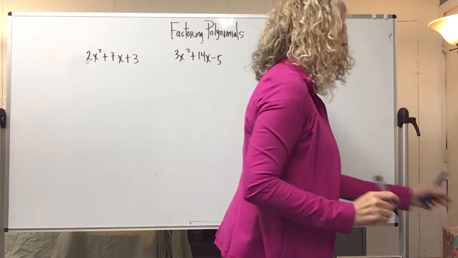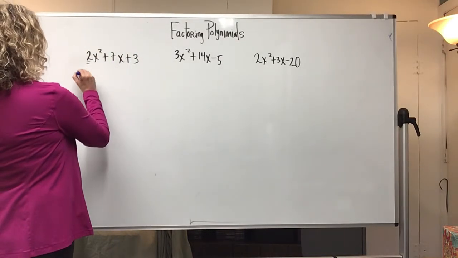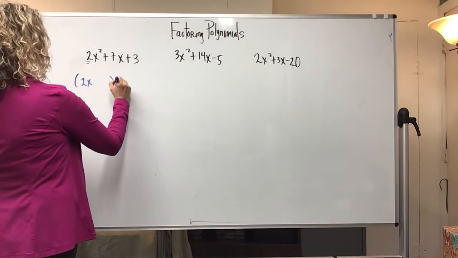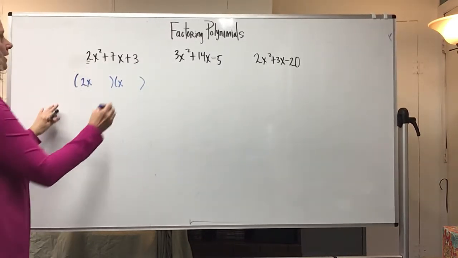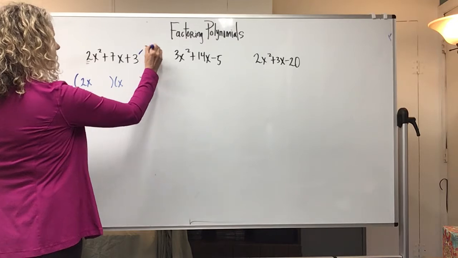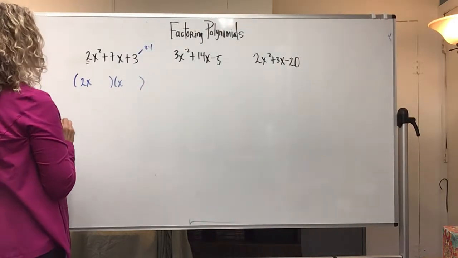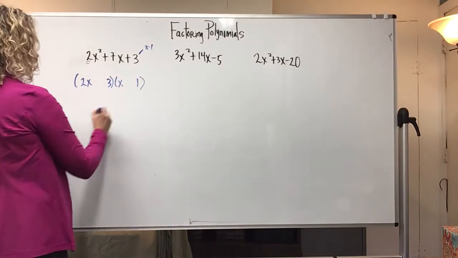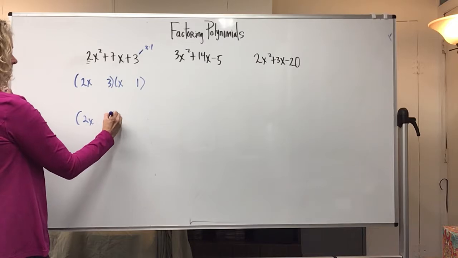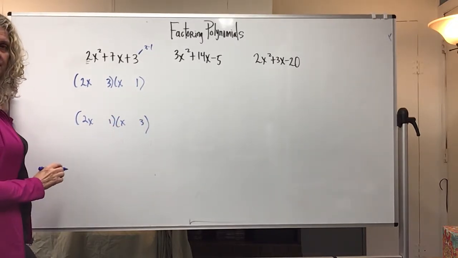So here we are. So we know 2x times x is 2x squared. And we know 3 times 1 is 3, and there's nothing else this one could be, so I started with an easier one. So what we have to figure out is, is the 3 going to go here and the 1 going to go there? Or is the 1 going to go there and the 3?